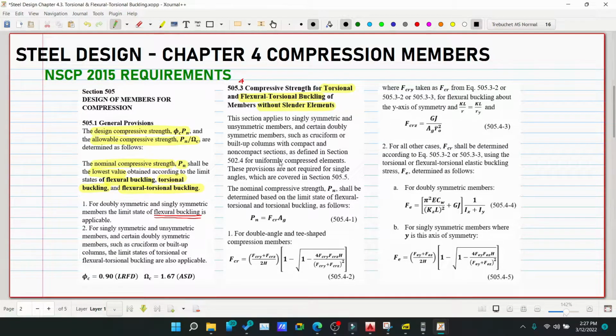So, ganun pa rin naman ang ating Pn. Ang Pn is equivalent to Fcr multiplied by Ag. Ang mangyari lang, yung ating Fcr is iba-iba, depende sa kung ano yung ating type of member. So, for double angle and T-shape compression members, yung ating Fcr is equivalent to, okay, Fcry plus Fcrz over 2H, multiplied by 1 minus square root of 1 minus, di ba napakahaba?